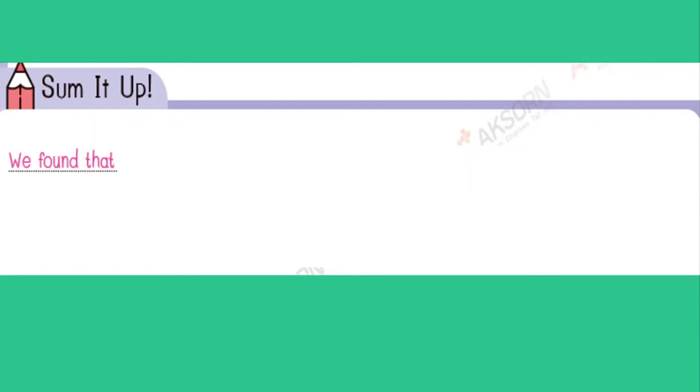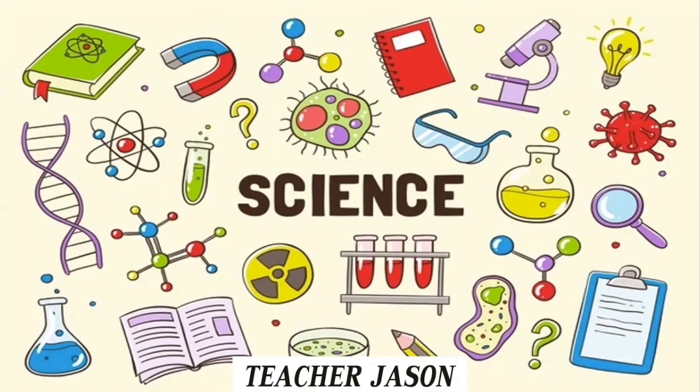All right, and this is the sum-up for our activity. We learned that igneous, sedimentary, and metamorphic rocks are all formed differently and have different characteristics, so they have different uses in everyday life. Please write the conclusion, the sum-it-up section, by yourself. When you finish writing, you can continue to watch our lesson.